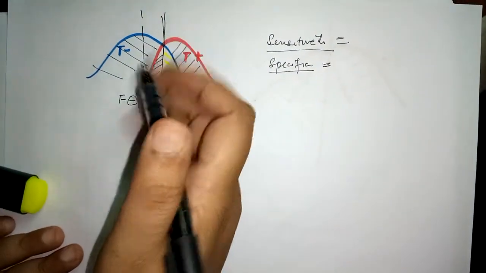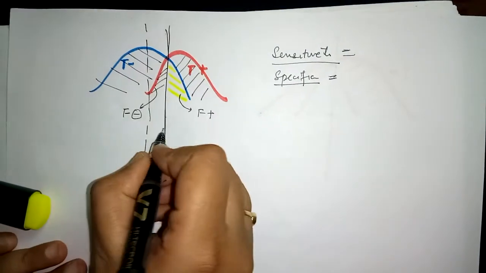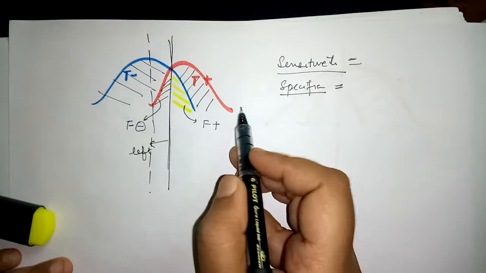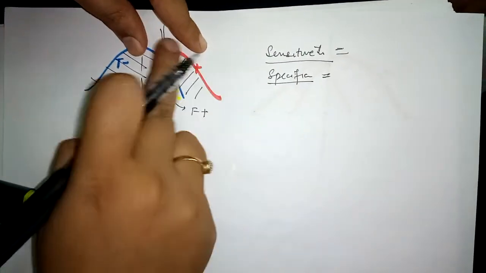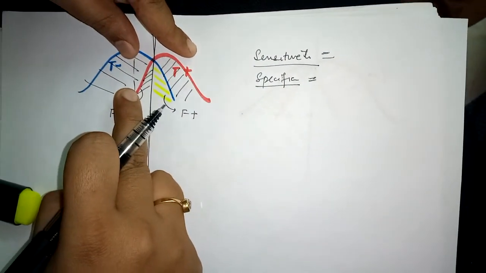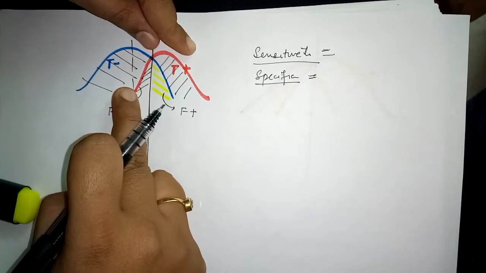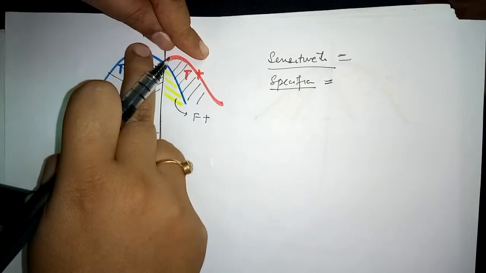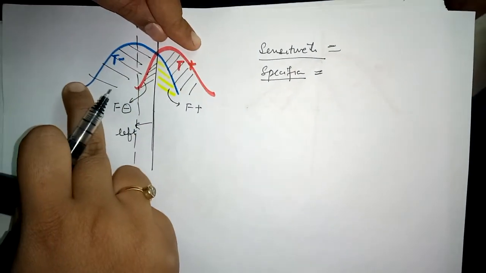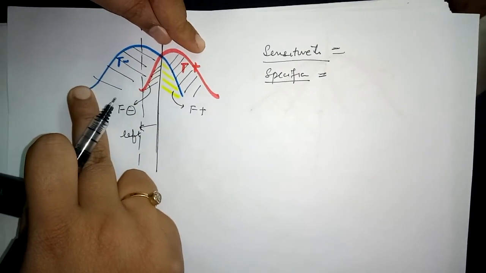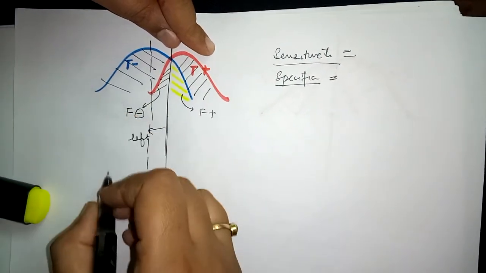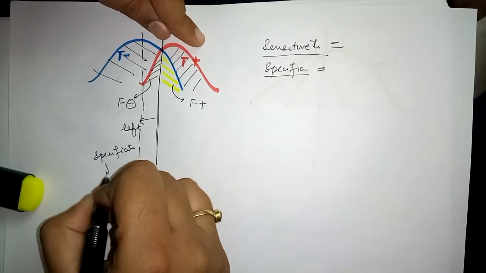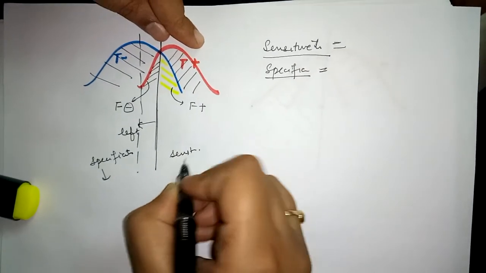If we shift the cutoff value towards the left side, what we have done is we have improved the number of true positive people who can be accurately diagnosed with this test. But at the same time, what we are seeing is that we have reduced the number of people diagnosed by the test as true negative, that is, we have indirectly reduced the specificity when we have increased sensitivity.